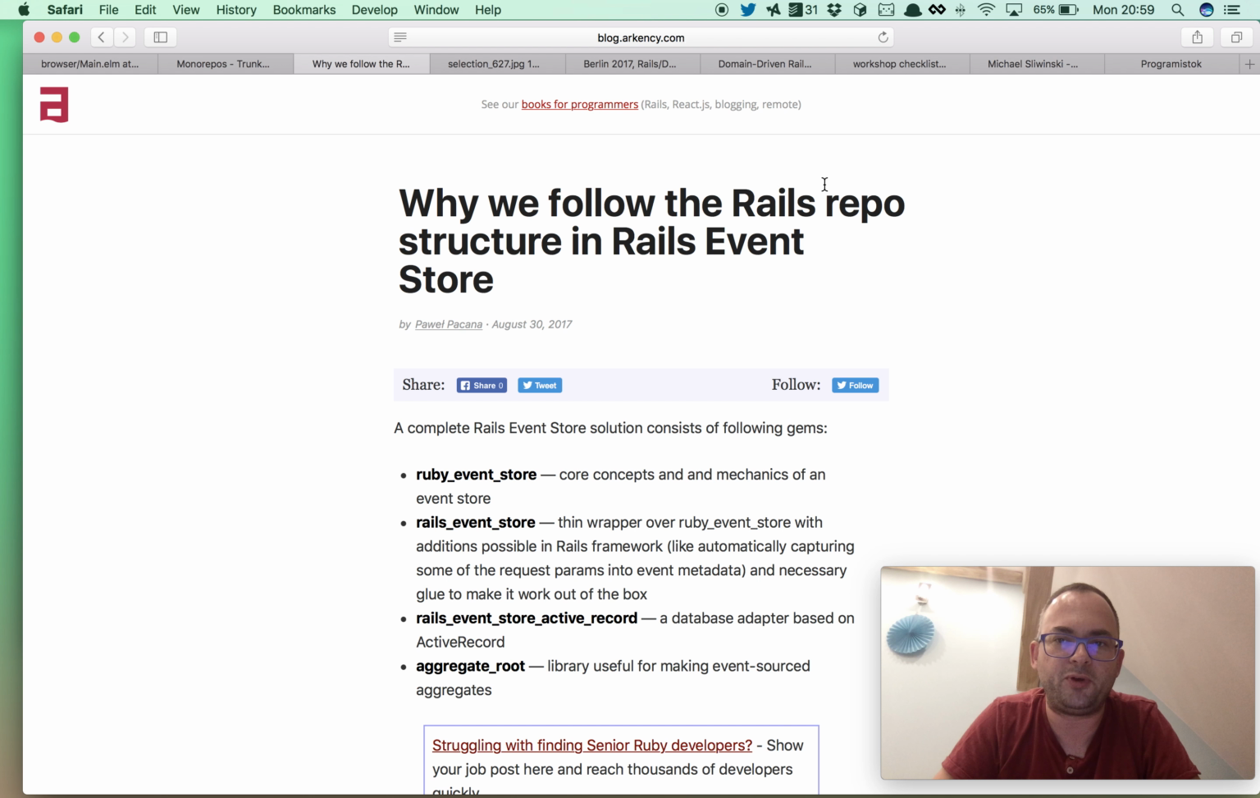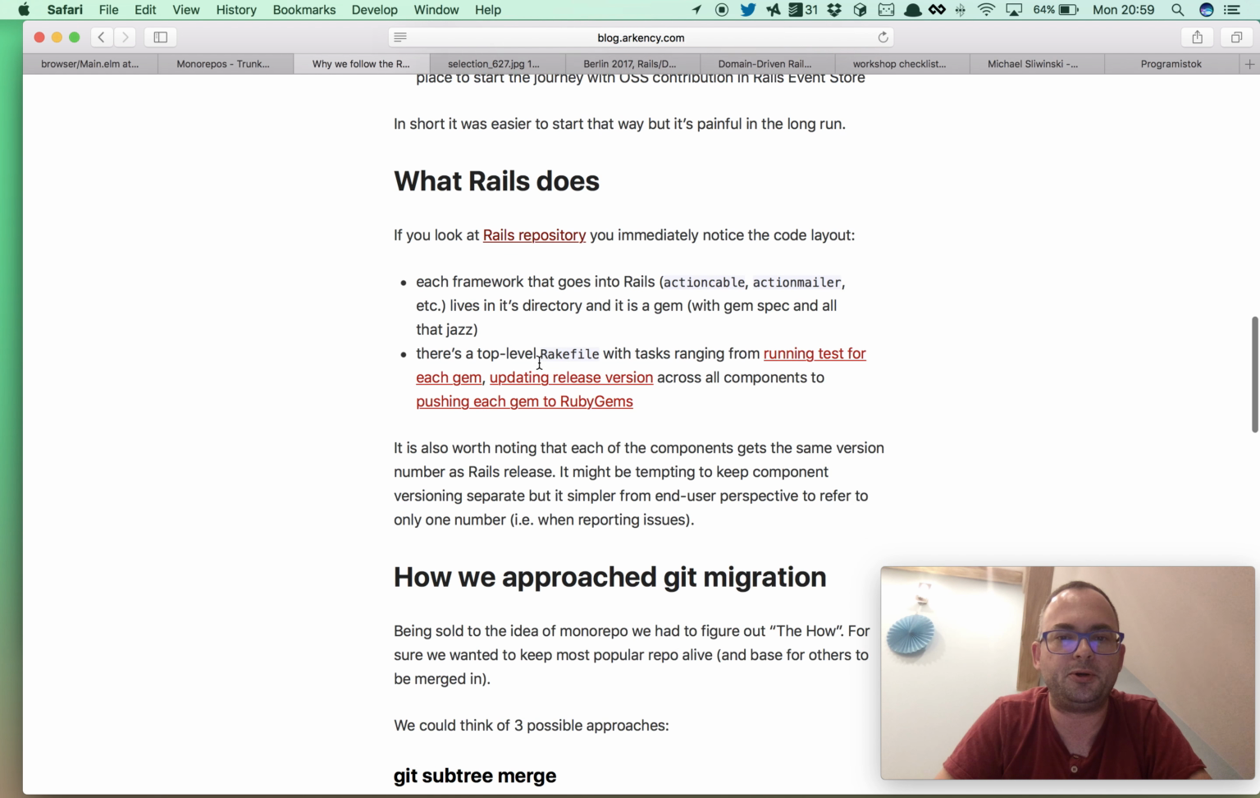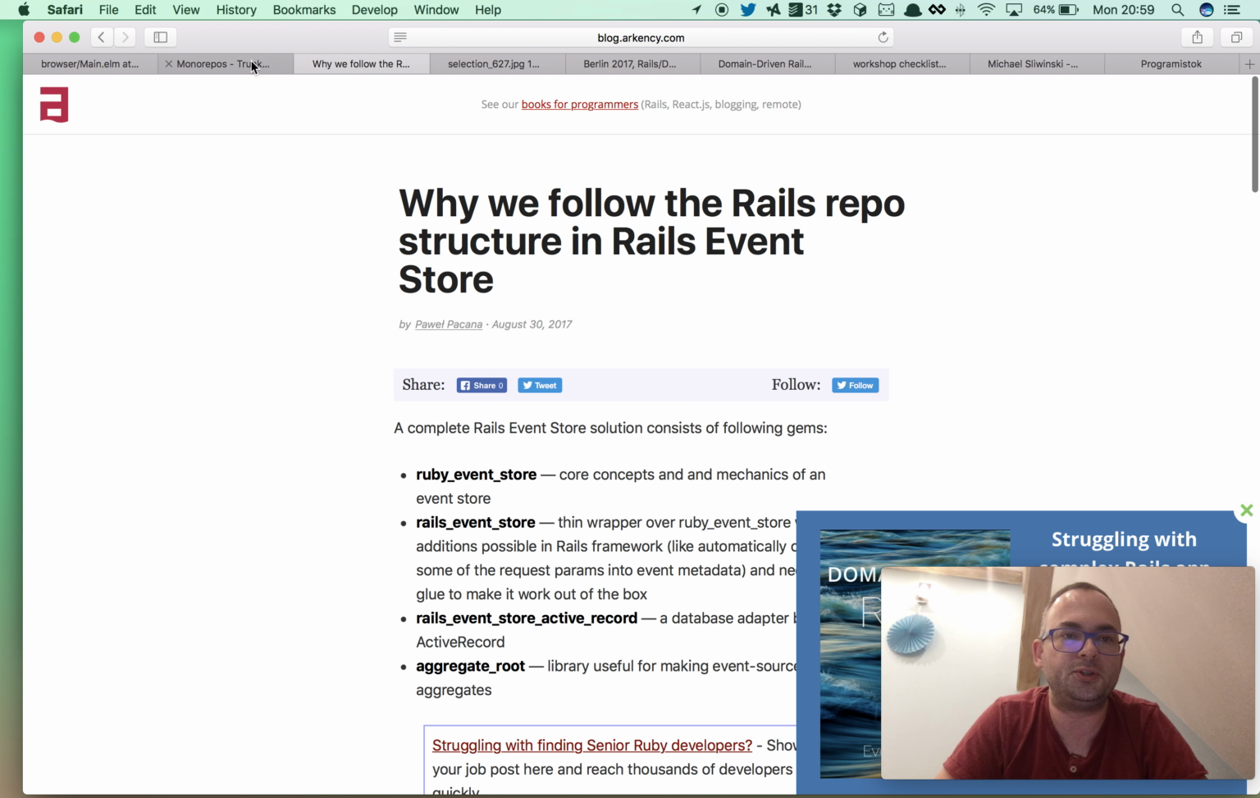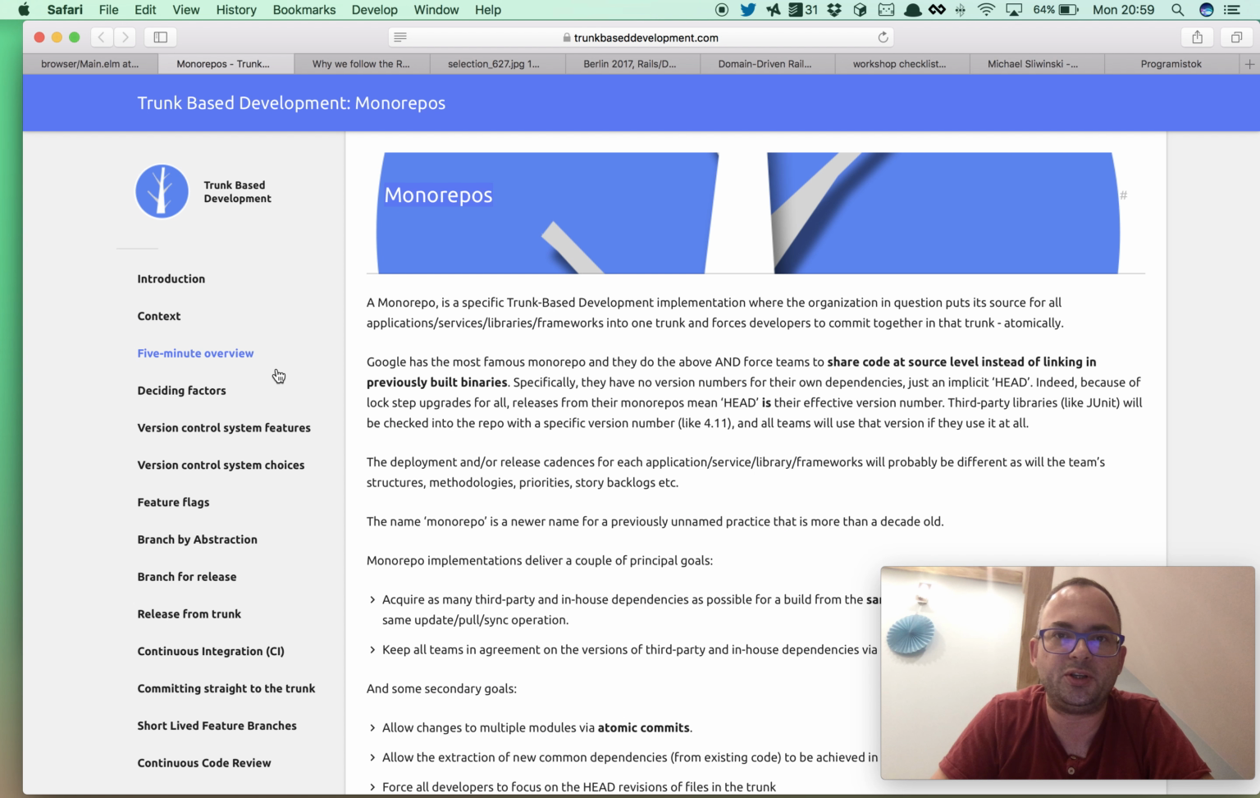So why do we follow the Rails repo structure in Rails Event Store? Rails repo is also a monorepo of several libraries, and we did the same with our Rails Event Store approach. Now that we have one repository for all, this is a nice philosophy here, and you can see how it's described.